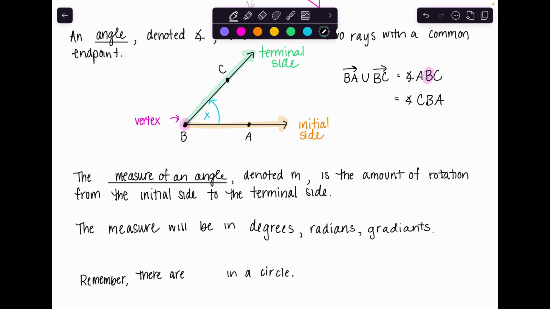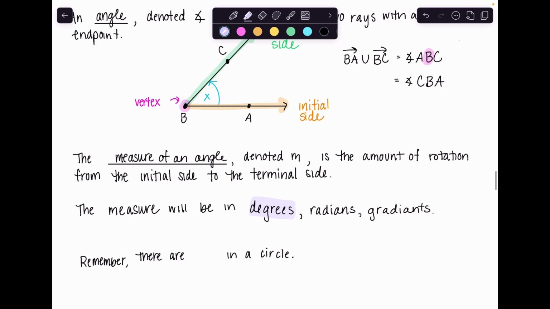Gradients is actually really useful in engineering, and this comes from Europe because it's all in terms of 100ths. So every single right angle or 90-degree angle is broken down into 100 equivalent pieces. The measure we're going to be using to measure angles is just going to be degrees. We're not going to worry about radians or gradients.